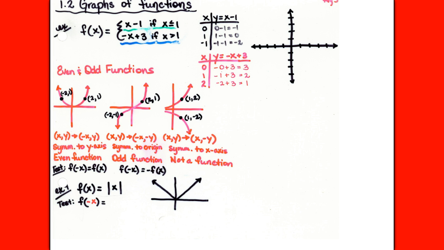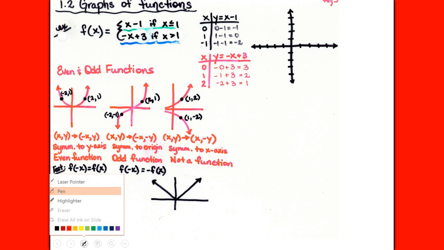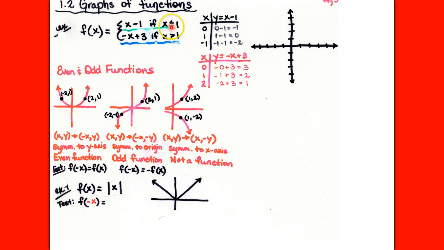So what this function says is f of x is equal to x minus 1 if x is less than or equal to 1. It's equal to negative x plus 3 if x is greater than 1. Now, we've worked with piecewise defined functions before, but we only worked with them in terms of evaluating them. For instance, they would say, what's f of 2? And if they said f of 2, that meant we were putting 2 in the place of x.